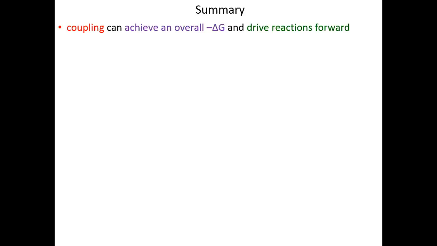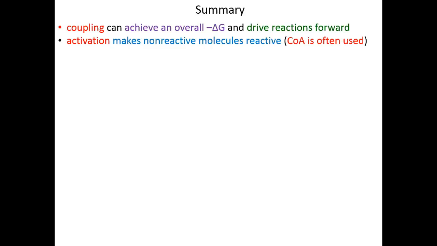So to summarize what we covered in this last chunk here, we talked about coupling as a way to combine multiple reactions to achieve overall delta Gs that are negative. And in this way we can drive endergonic reactions forward as long as we can sufficiently couple them with exergonic reactions that have larger negative delta Gs. And we also talked about activation steps where we can fool a non-reactive molecule into engaging in chemistry as long as we first link it to an activating coenzyme that makes it very, very unhappy.